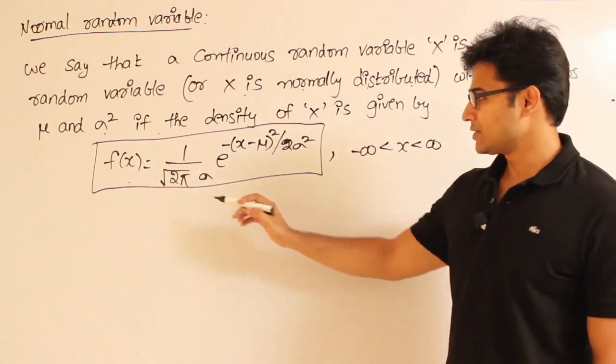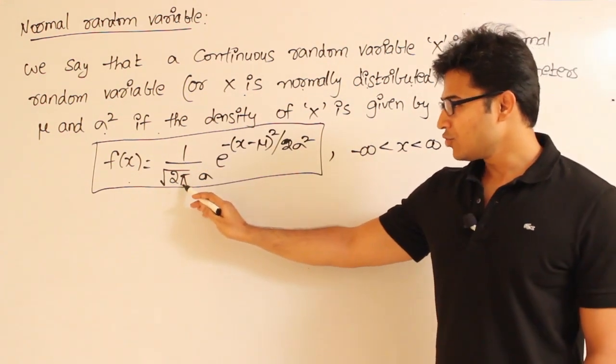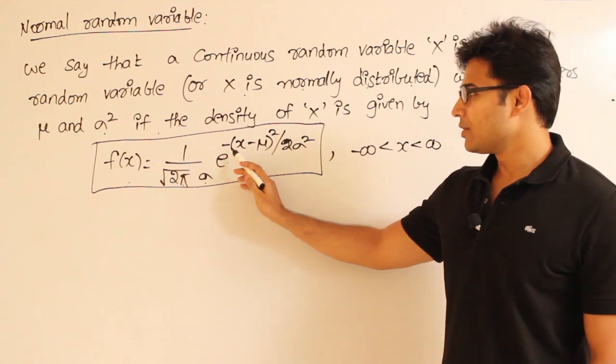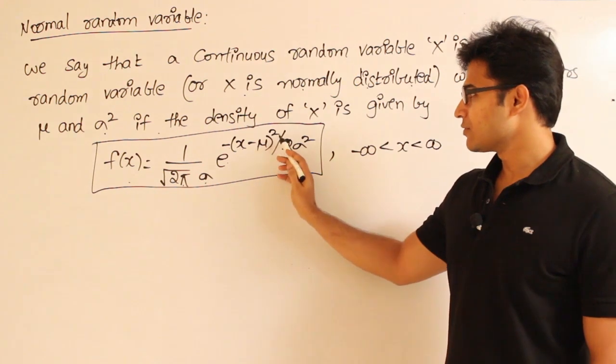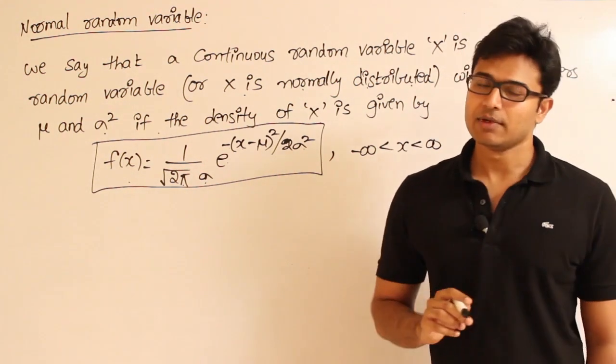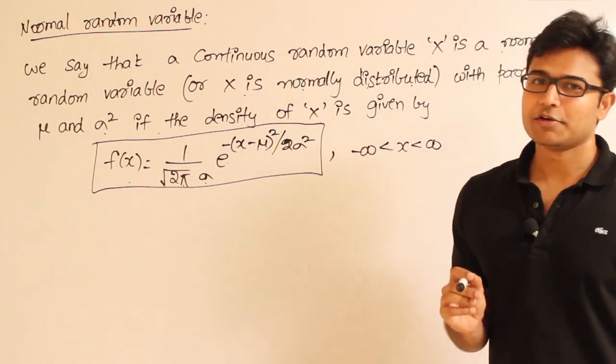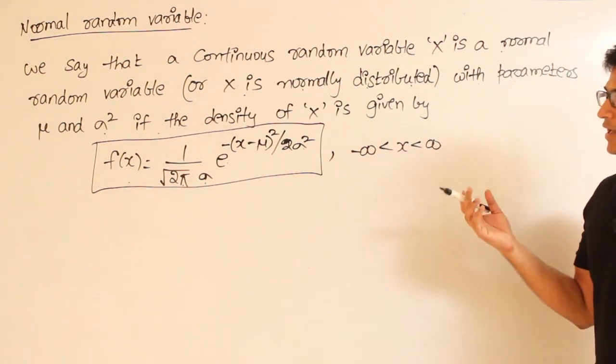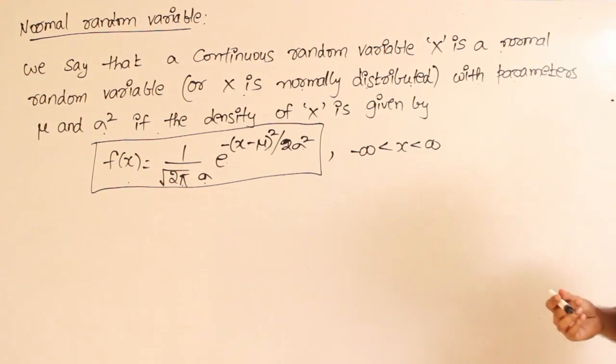The density function. See this, 1 by square root of 2 pi into sigma multiplied with e power minus x minus mu square divided by 2 sigma square. This is somewhat difficult to remember, but you have to do it anyway, okay? And don't take any risk. They didn't ask anything like that, but they might ask you.